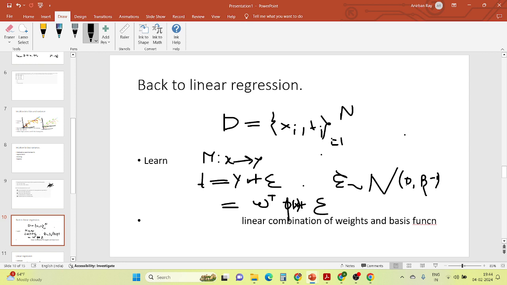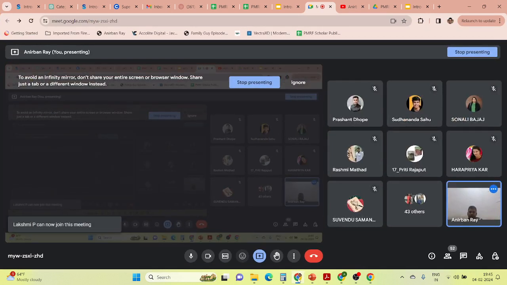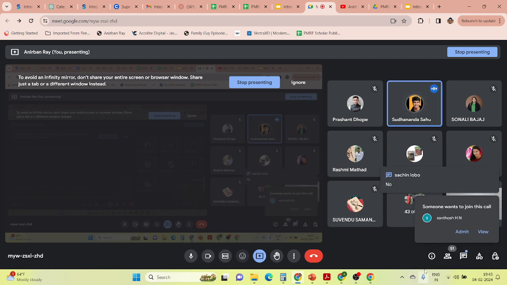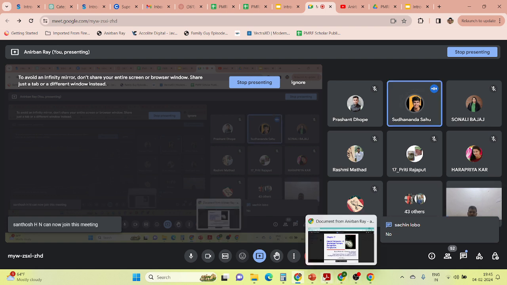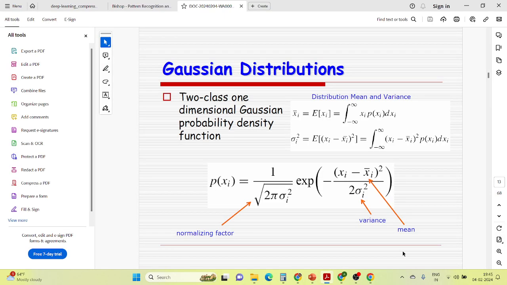Do you know about Gaussian distribution? Gaussian distribution, normal distribution. Any idea? Yes, sir. We know about normal distribution. Yes. Gaussian and normal are same. I don't think everybody will have idea.